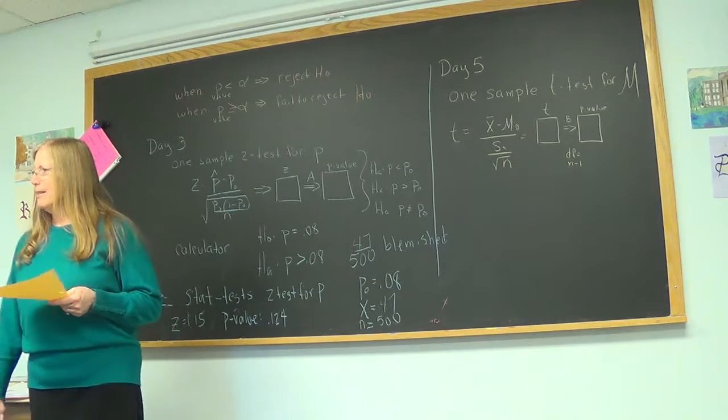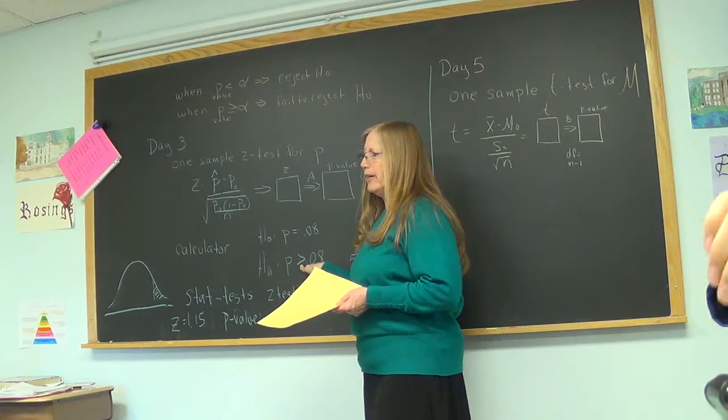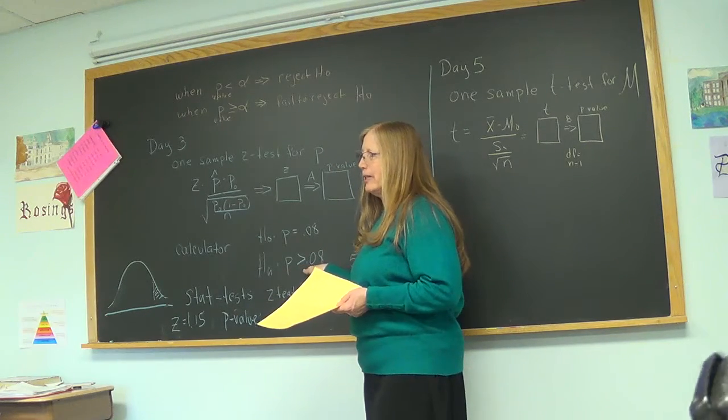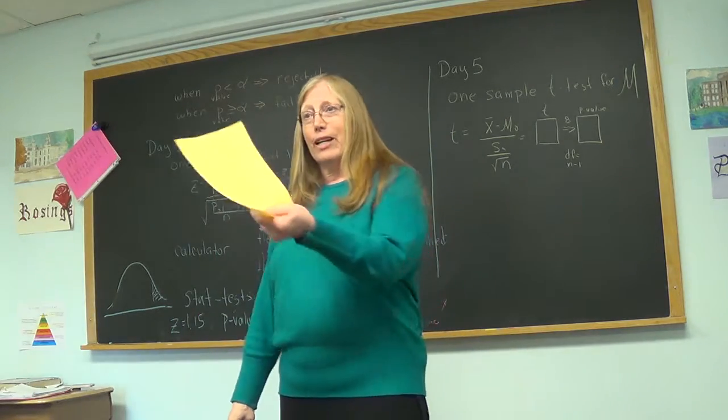The z-score is 1.15. Yeah, it should be the same thing. I got the same thing, it's just a point. I was asking for P greater than 0.08, but you don't have it. So it should have been on one side. Did you get it?